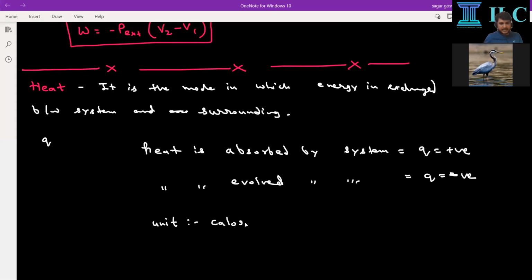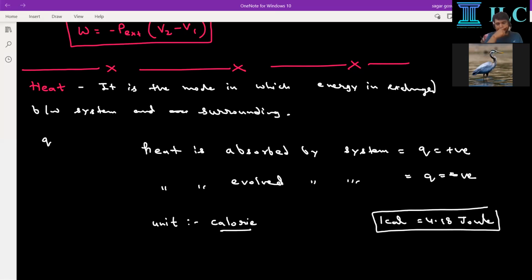Unit is calorie. So 1 calorie is actually equal to 4.8 joule. Isn't calorie like the amount of energy it takes to raise 1 gram of water by 1 degree Celsius? It's not about the degree Celsius. Calorie is just a unit of energy.